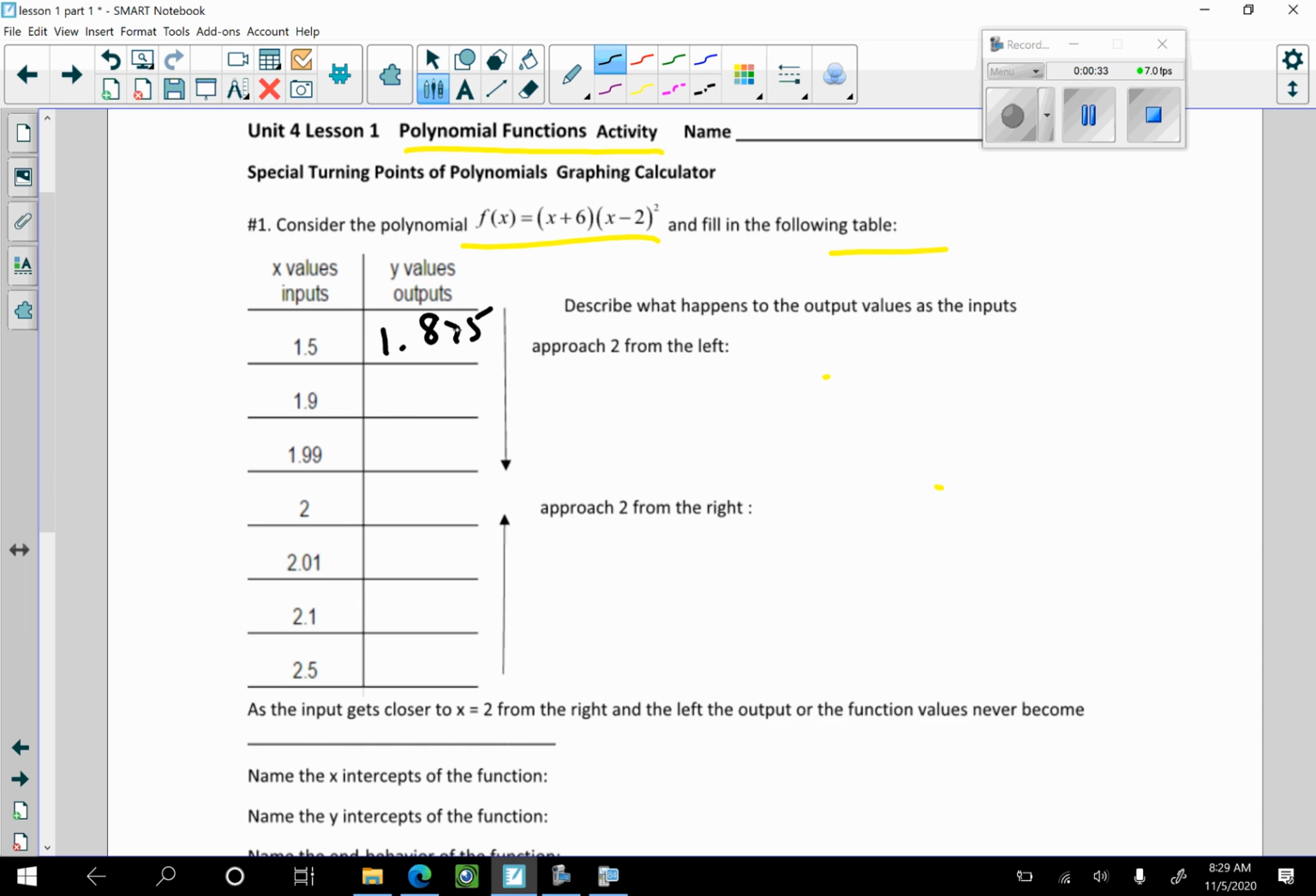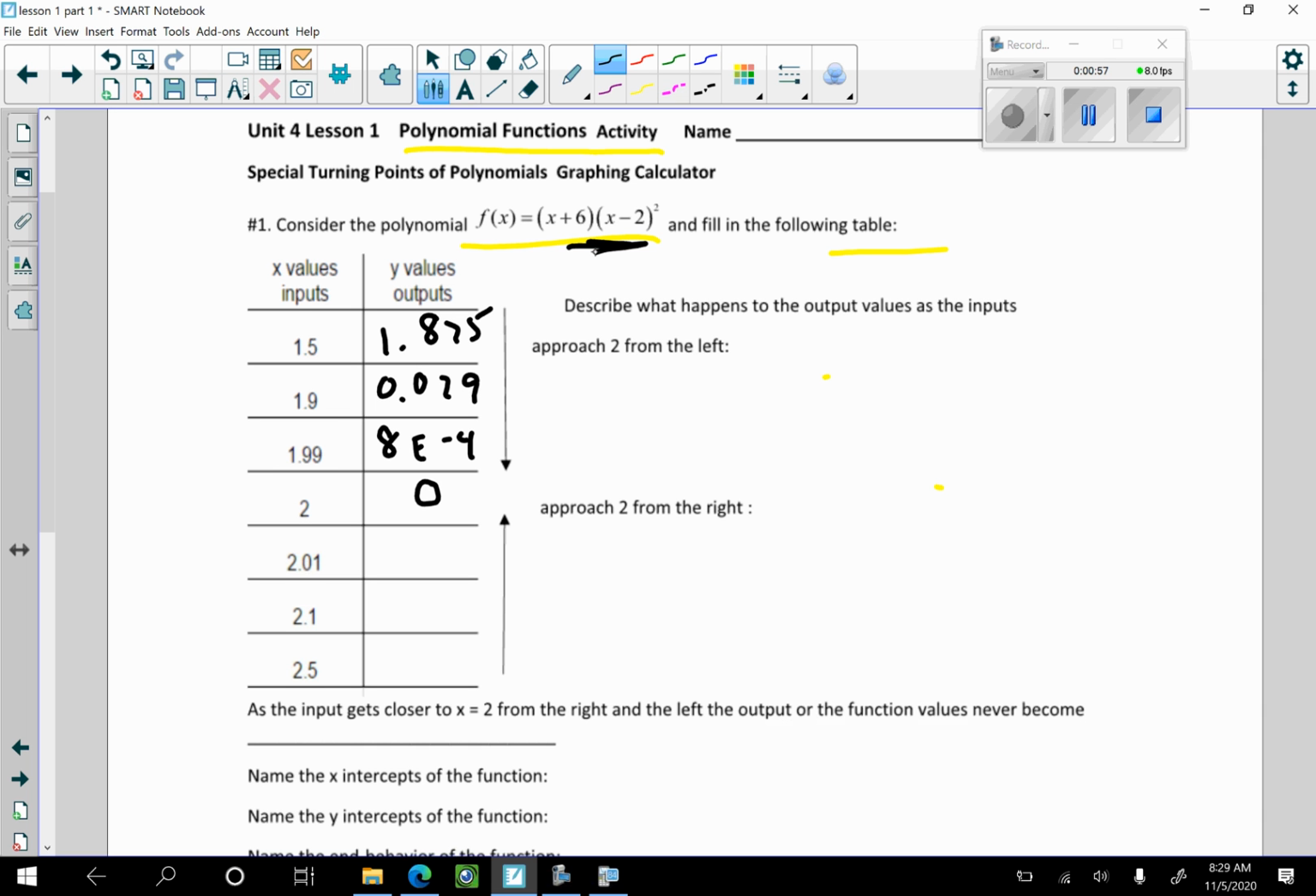1.875, 1.9 is 0.079. This is 8e to the negative 4. That's close to 0. Well, daggone, we know that has to be 0 at 2, because 2 minus 2 is 0, and so you know it's going to have an x-intercept at 2, correct?